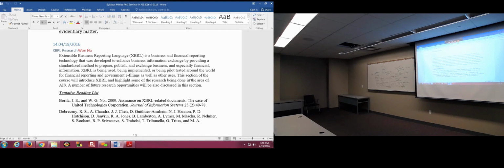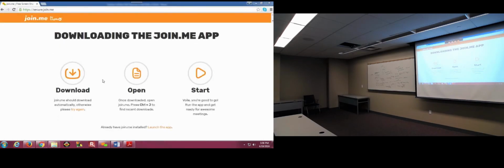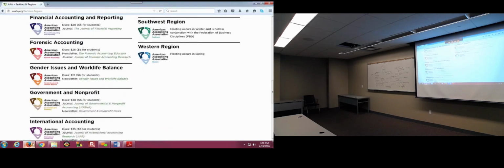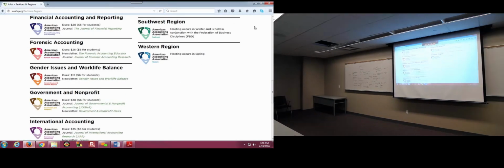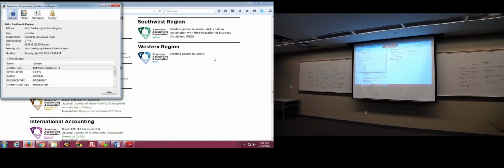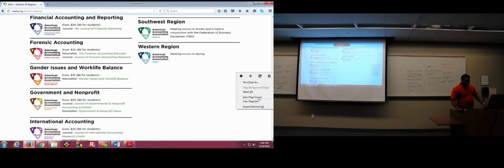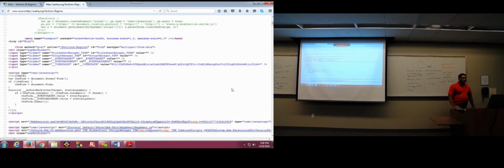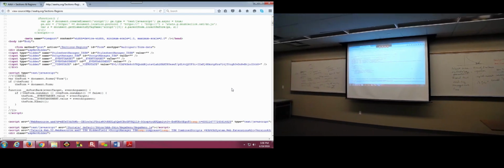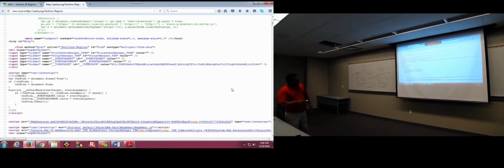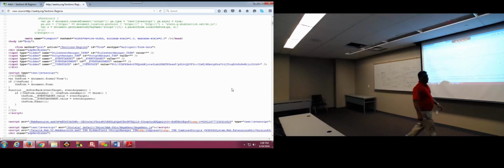So let's go to our web page. Here's the HTML of that web page we were just looking at. This is the actual computer code which gives you the web page we saw of the American Accounting Association. Here are all the little tags saying this stuff is hidden and so on. So this is written in computer code.